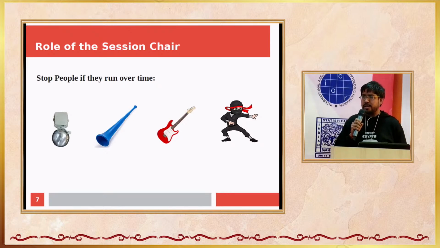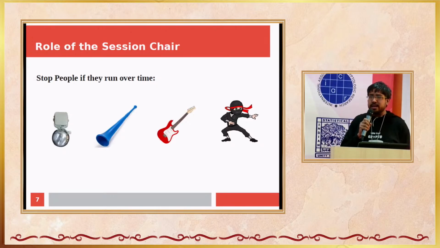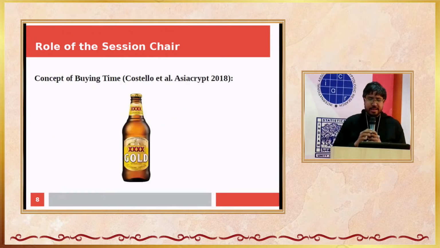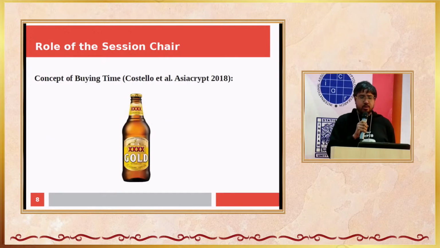Vuvuzelas, or you can have some electronic guitars, or you can basically have some ninja technique as well, to stop the people if they run out of time. And there is a new concept called buying time, which was introduced by Costello et al. at Asiacrypt 2018.